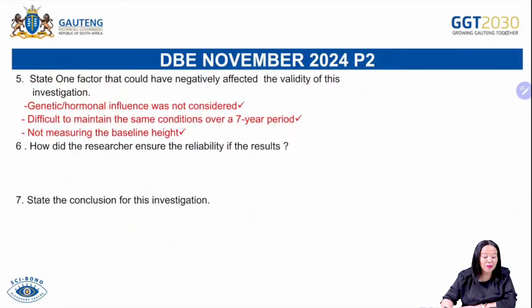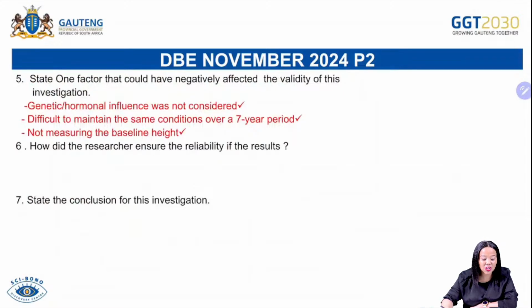And another thing, remember we spoke of the baseline that can act as a point of reference or point of comparison. The investigator did not measure the baseline height of learners before starting with the experiment. And there are many factors, including the genetic and hormonal influence when it comes to the height. So the investigator did not consider such factors, and such factors could have an impact on what? On the validity of these results.